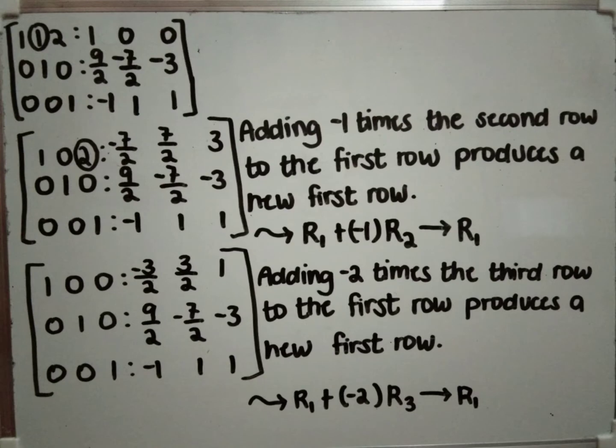We now proceed to making the second element of row 1 zero by following the notation row 1 plus negative 1 times row 2, which is equal to the new row 1. And so, 1 plus negative 1 times 0 equals 1, 1 plus negative 1 times 1 equals 0, 2 plus negative 1 times 0 equals 2, 1 plus negative 1 times 9 halves equals negative 7 halves, 0 plus negative 1 times negative 7 halves is equal to 7 halves, and 0 plus negative 1 times negative 3 equals 3.